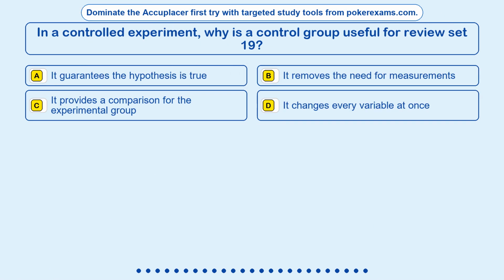Question 25. In a controlled experiment, why is a control group useful for review set 19? Option A. It guarantees the hypothesis is true. Option B. It removes the need for measurements. Option C. It provides a comparison for the experimental group. Option D. It changes every variable at once.